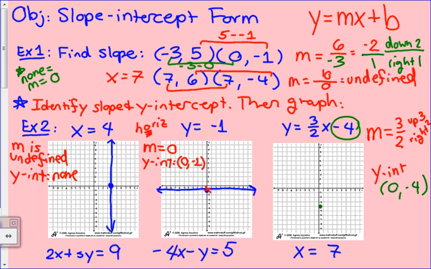Then we're going to use that slope from that point. So we're going to go up how many? 3. And to the right how many? 2. Okay, now do it again from that point. So up 1, 2, 3, to the right 2. Up 1, 2, 3, to the right 2. Keep going until you have at least 5 points.